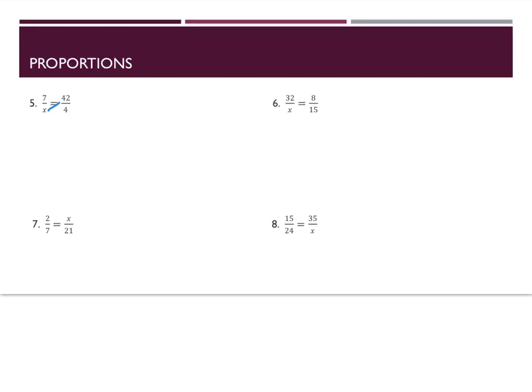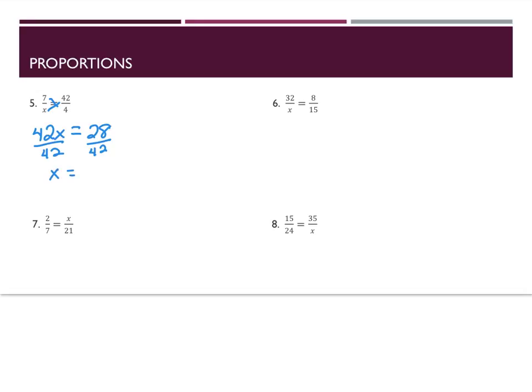So if I have x on the bottom of one fraction, I want to multiply it times the 42 on the top of the other. The only reason we want to do that is that puts the x on the left-hand side of your equal sign. We do put an equal sign because we're looking for the x that will make the proportion true. Then I do the other cross product. 7 times 4 is 28. Now I have a basic equation that I need to solve. I get x by itself if I divide both sides by 42.